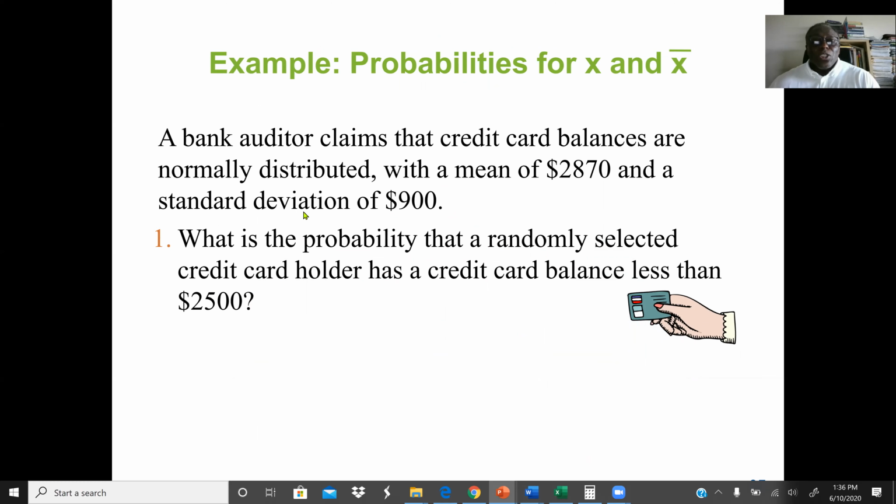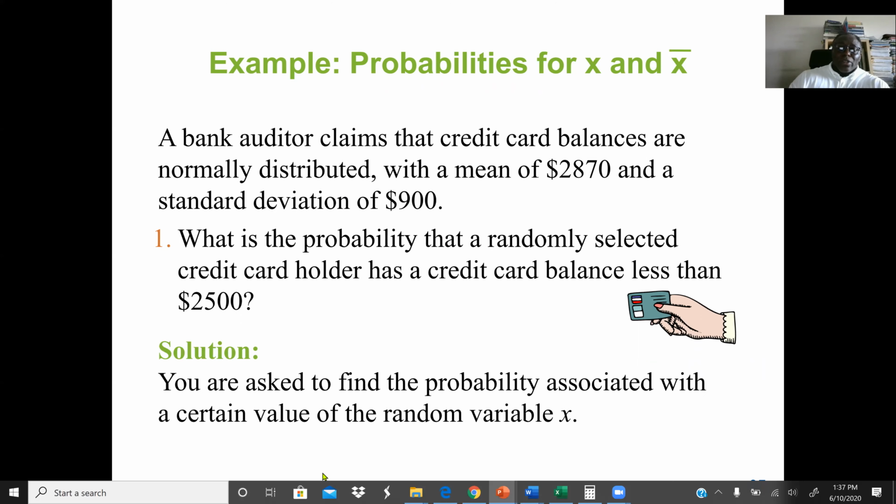So another question said a bank auditor claims that credit card balances are normally distributed with a mean of 2870 and a standard deviation of 900. What is the probability that a randomly selected credit card holder has a credit card balance less than 2,500? So this will be our X value. We find a Z, it will be 2,500 minus 2870 divided by 900.